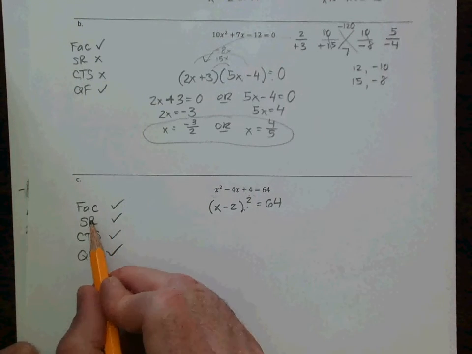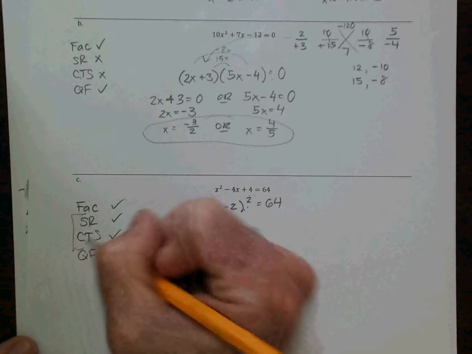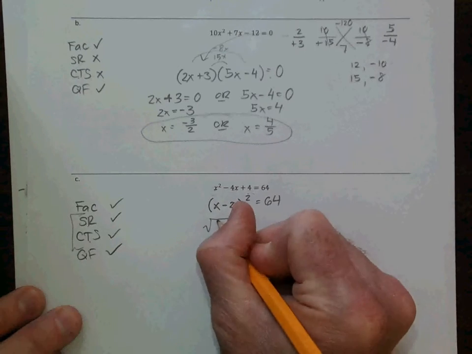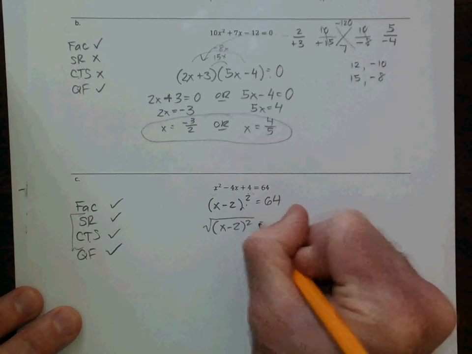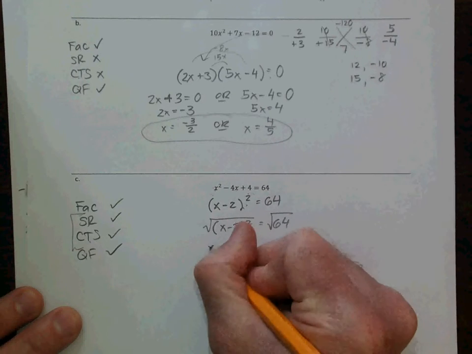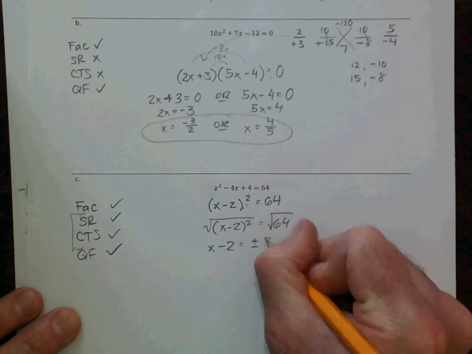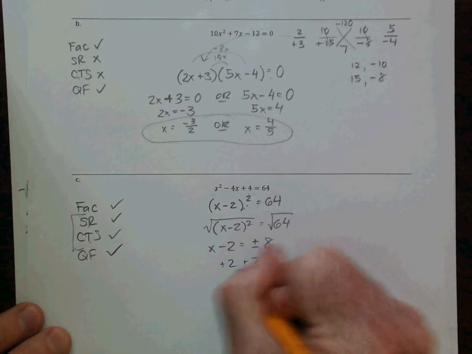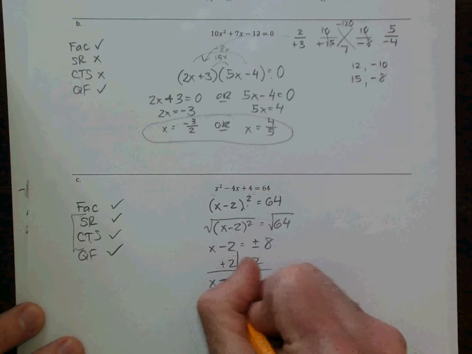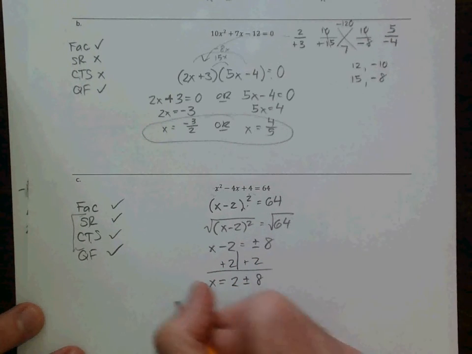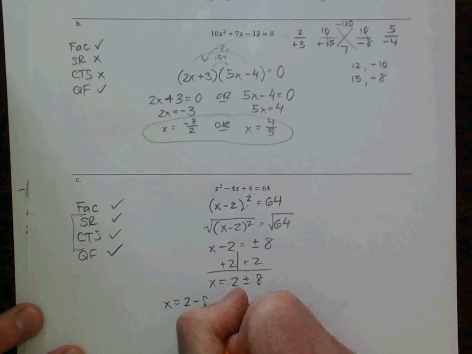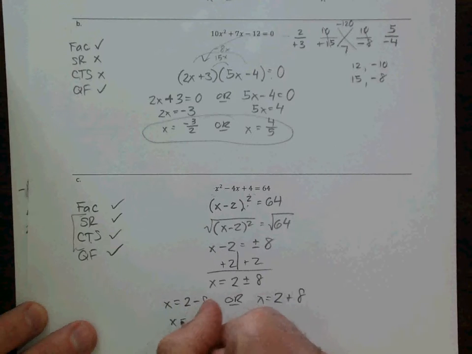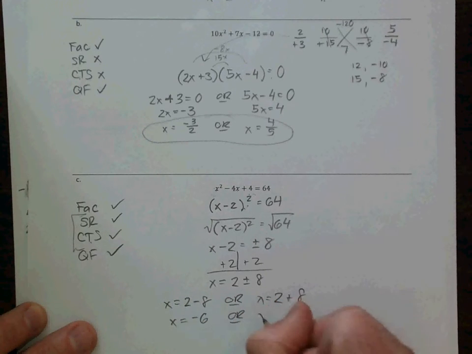Okay, so I'm actually going to solve by square roots, and in this case, square roots and completing the square are close to the same thing. Take the square root of both sides. I will get x minus 2 is equal to plus or minus 8. And then I'm going to add 2 to both sides. And I'm going to get x is equal to 2 plus or minus 8. x equals 2 minus 8, or x equals 2 plus 8. x is equal to negative 6, or x is equal to 10.